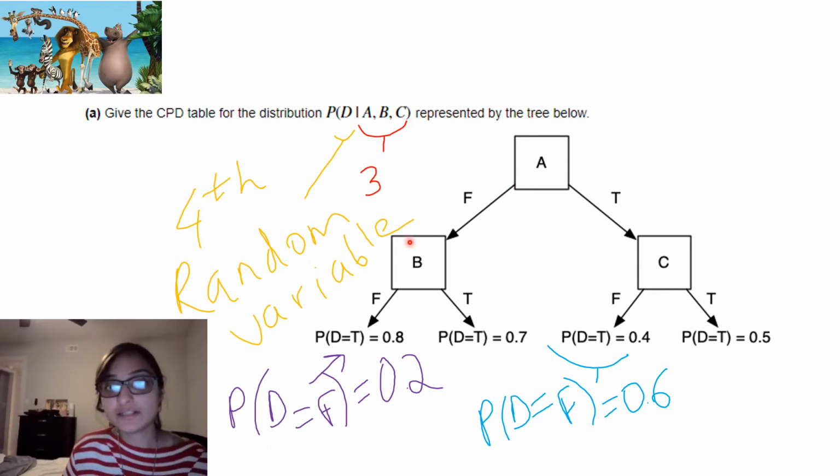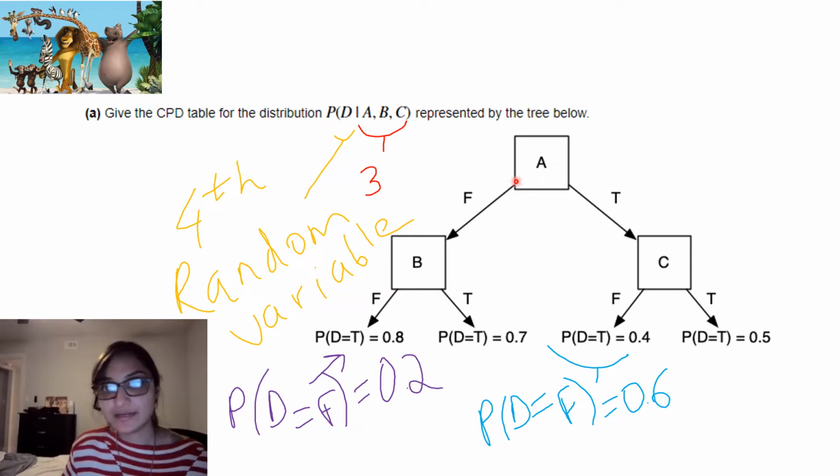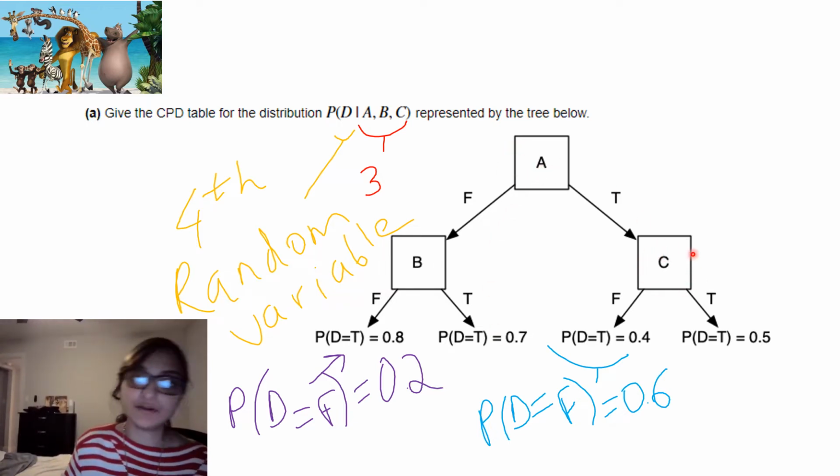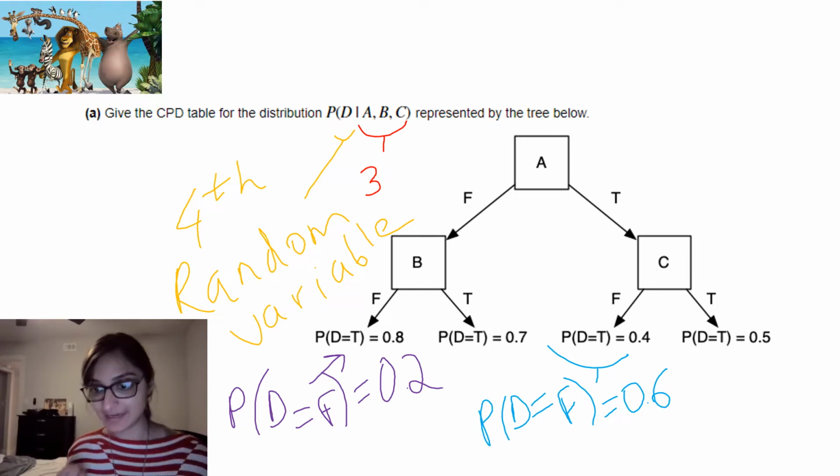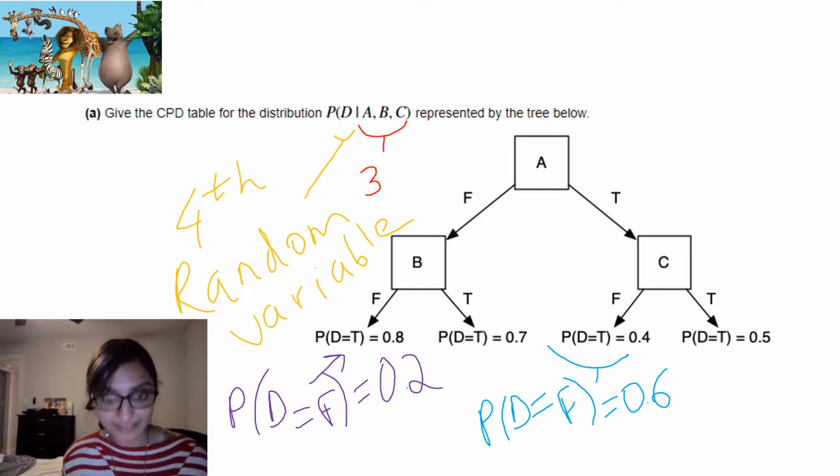So if A is false, then the next thing we see is if B is false or true. And similarly, if A is true instead, then we want to see is C true or false. And this is just for this example. So I just want to show you, if you're given any tree, how do you find the conditional probability distribution? That's the main concern that we have here.